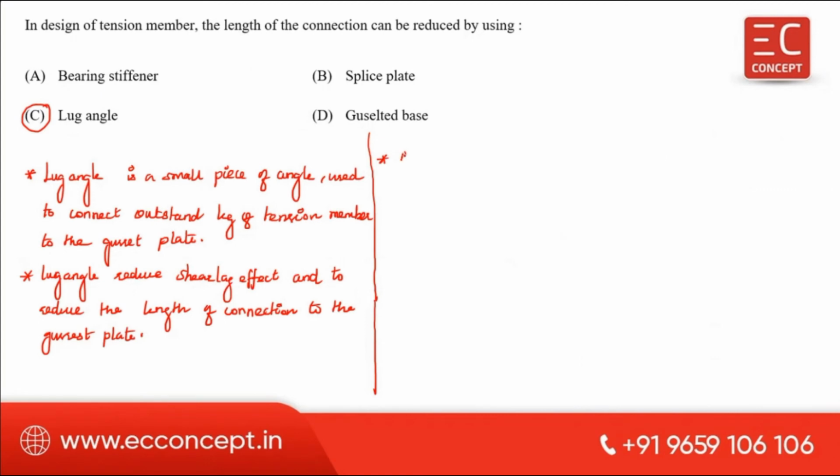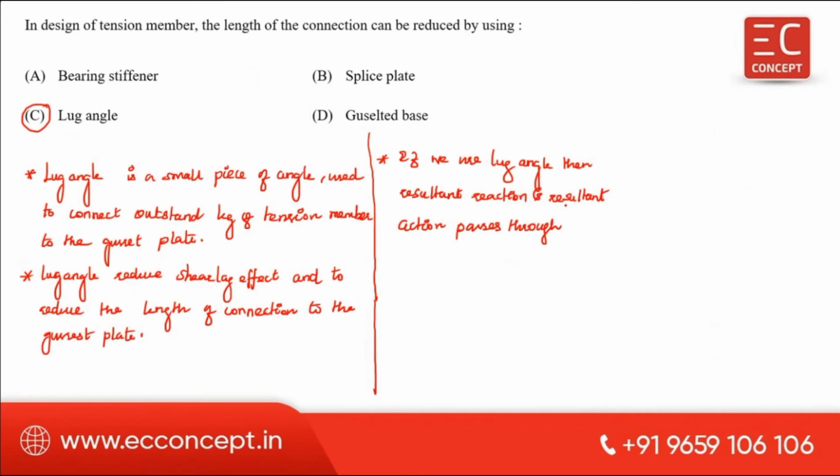The next point, if we use lug angle, then the resultant reaction and resultant action both pass through the center of gravity of the main angle. That means they coincide with each other at the main angle.